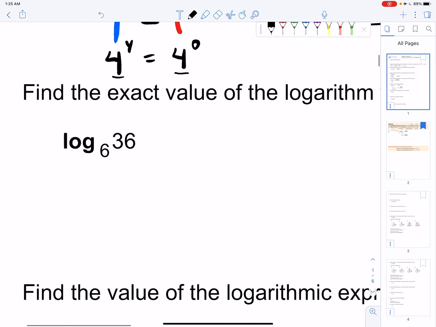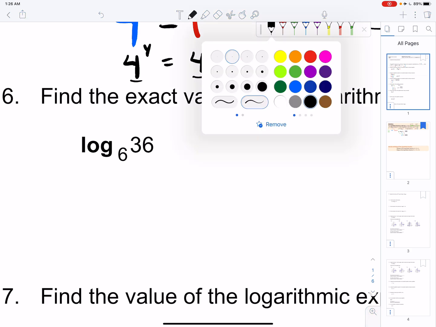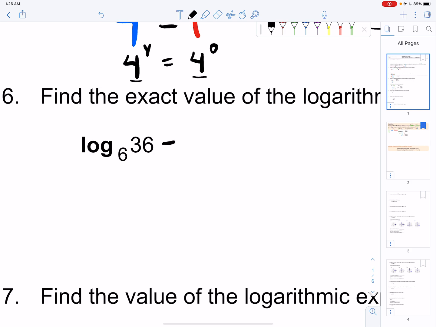Let's do another one. I know it's a little weird at first. Once again, when you look at this, you're going to be able to do it quickly because we have a property for it, but right now we don't. So we're going to set this equal to y, or x, or any of your favorite variables. Now we're going to convert this to exponential form. What's the base? 6 raised to what power, y, equals what? 36.